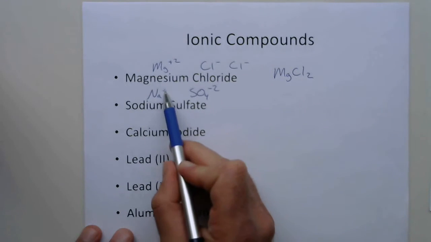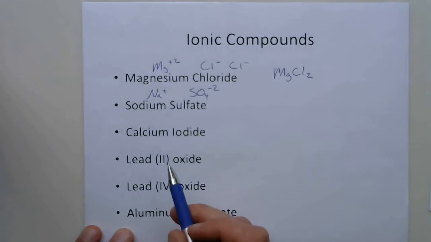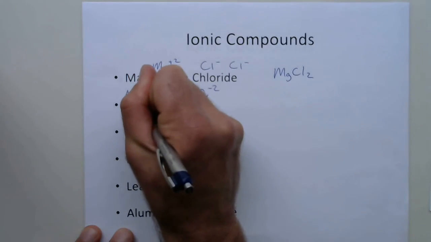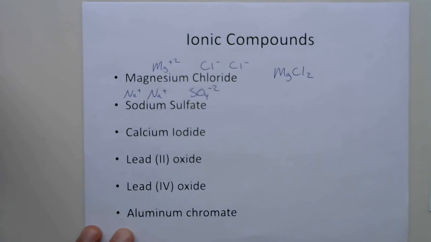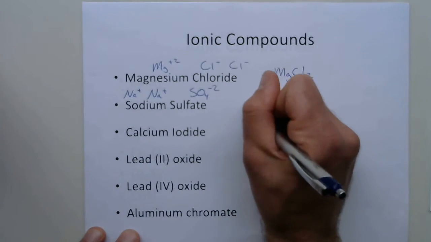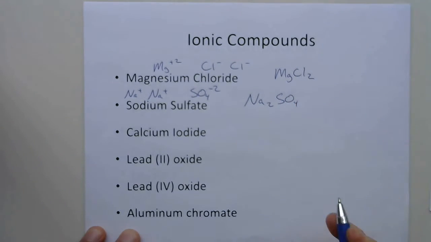All right, now look at the charges. Once we know what the 2 ions are, it's +1, -2, doesn't balance out. We're going to need additional sodiums to balance that out. So with 2 sodiums, it can balance out the charge of the sulfate. So a good formula, Na2SO4.